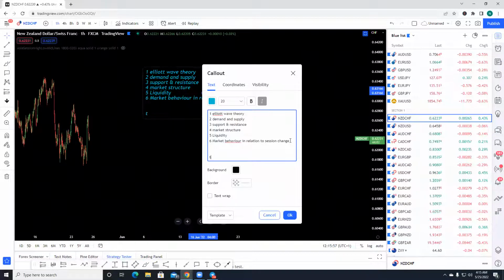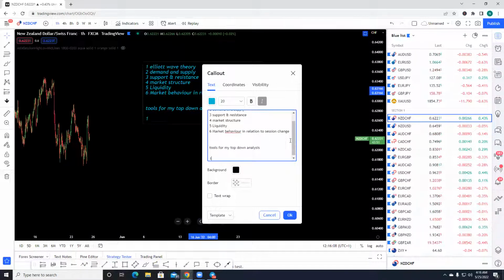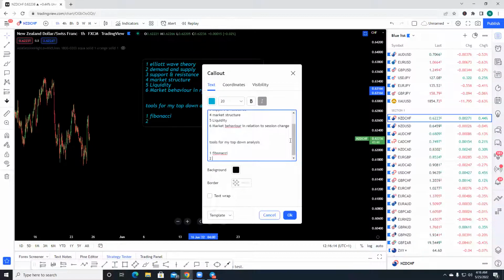And what are the tools that I use? Tools for my top-down analysis. What are the tools, guys? Number one is Fibonacci. Number two, I use divergence. I don't use trend line, I use all those stuffs. I use Fibonacci, I use divergence. These are the tools that I use so much when I'm doing my top-down analysis, guys.